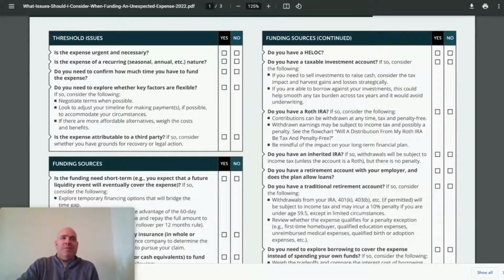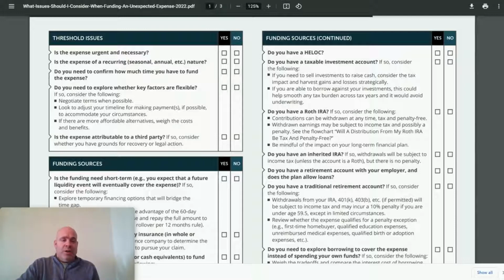On today's episode of Financial Planning with Checklists, we're going to discuss what issues you should consider when funding an unexpected expense. An unexpected expense can really be anything. It could be a major home renovation, home repair, or it doesn't even have to be something with a negative connotation. It could be that you came across an investment opportunity that you need capital for.